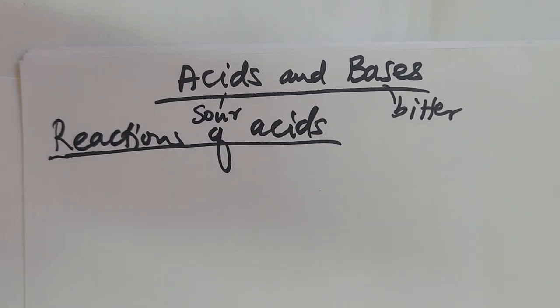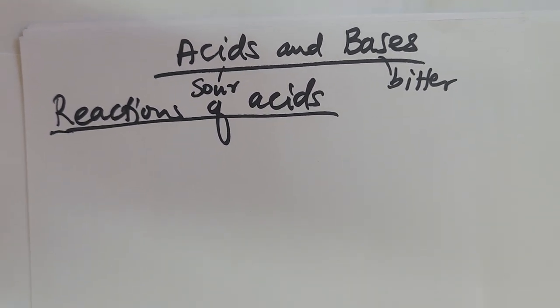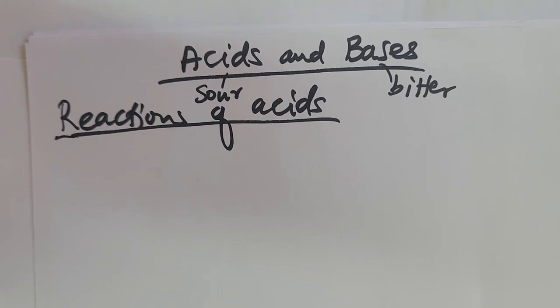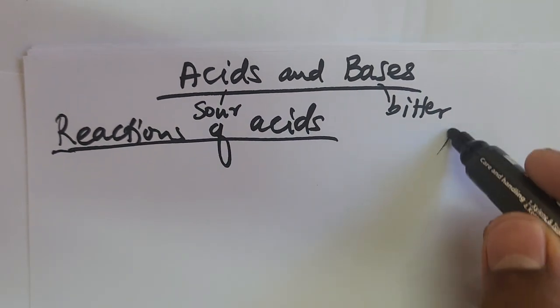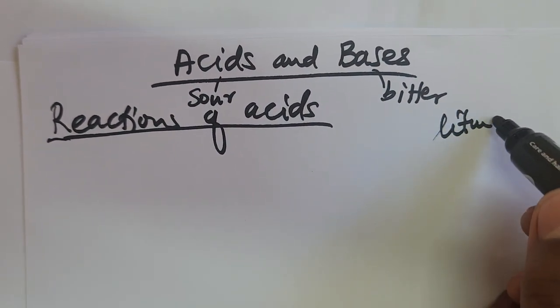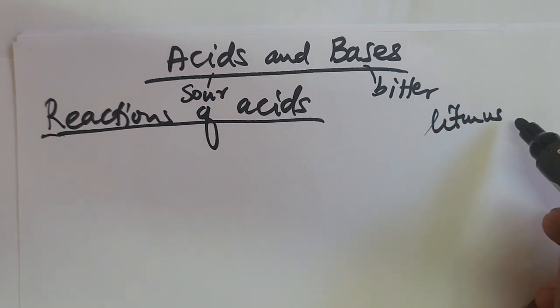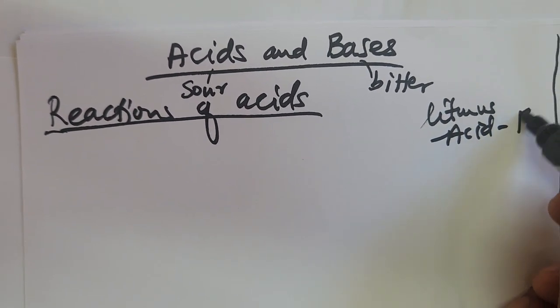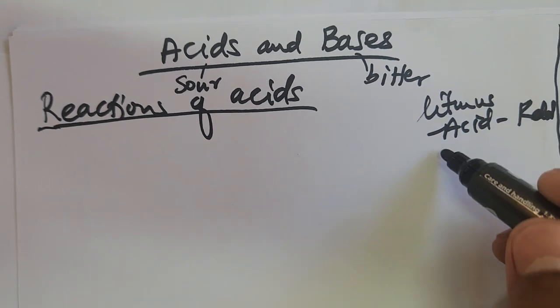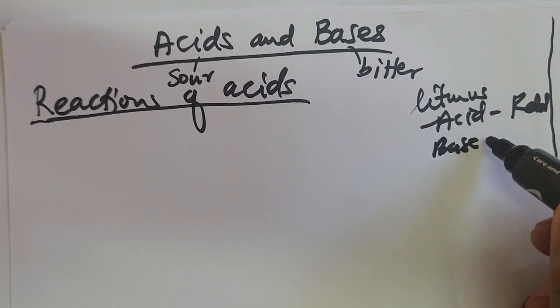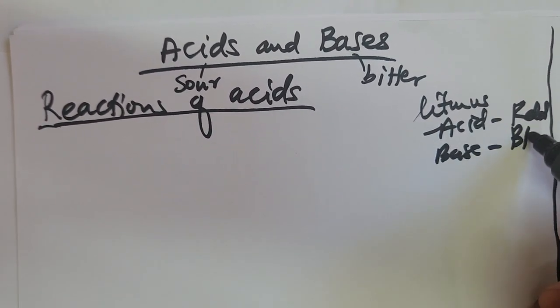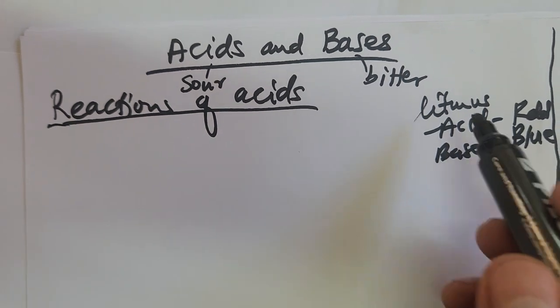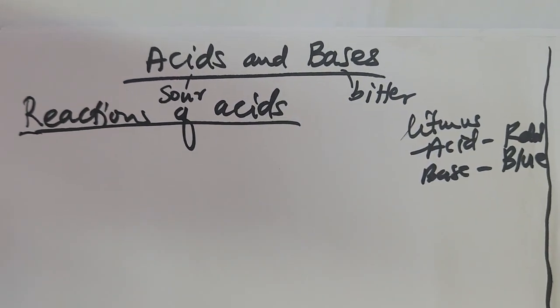Besides acid turning litmus red and bases turning litmus blue, the litmus in acid is red and in base is blue. So that's what we were testing acid and base with in grade 10.